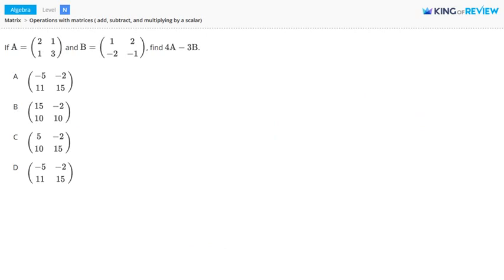In this problem, we're asked to find 4A minus 3B. A is this first matrix and B is this second matrix. What is a matrix? A matrix is a rectangular arrangement of numbers in rows and columns.